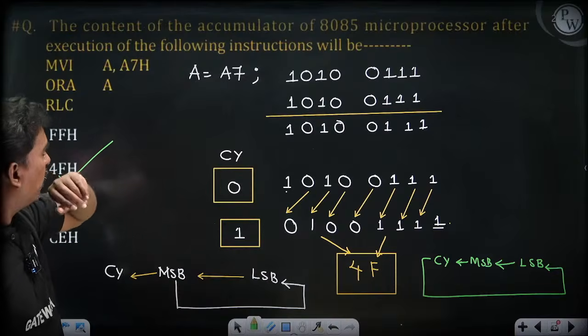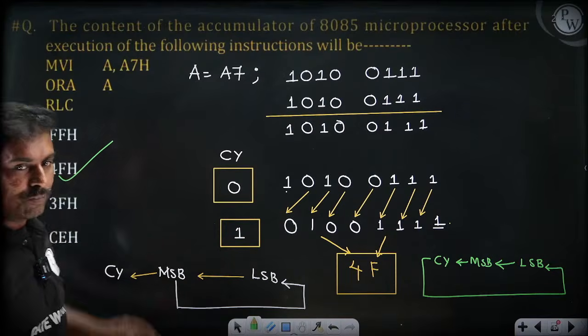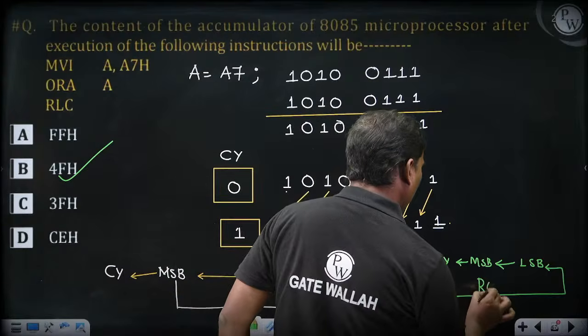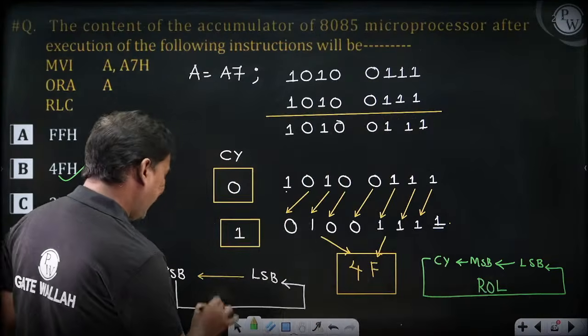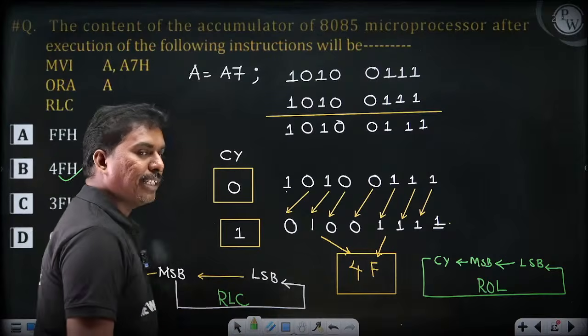In 8085, the instruction is just rotate left, ROL. So this is ROL, whereas this is RLC. That is the interesting thing in 8085.